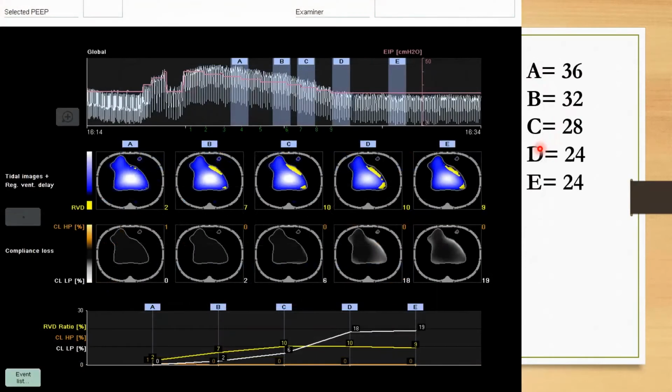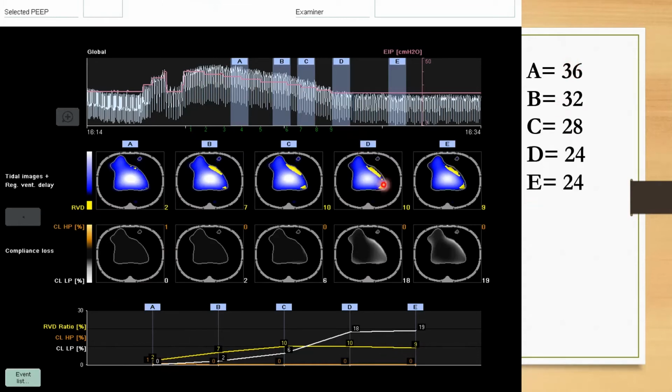Over here, we tried another one. Again, we look at A, B, and C. The numbers are up here. This is 36, 32, 28. We did 24 twice. This was after some time. And again, in this study, 36 would have been optimal. So a lot of pressure was needed to keep this lung from collapsing.